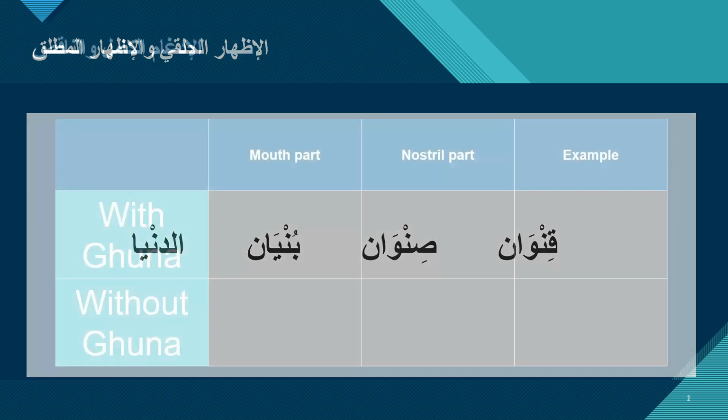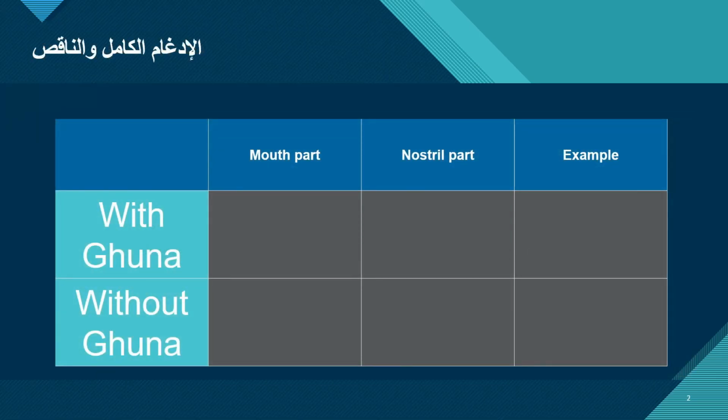As for الإدغام الكامل والناقص, if you remember when we studied إدغام, we said إدغام has 2 categories, right? إدغام with غنة and one without غنة. The one with غنة is in ينمو, and without غنة is the لام and the را, right? So let's complete this table.